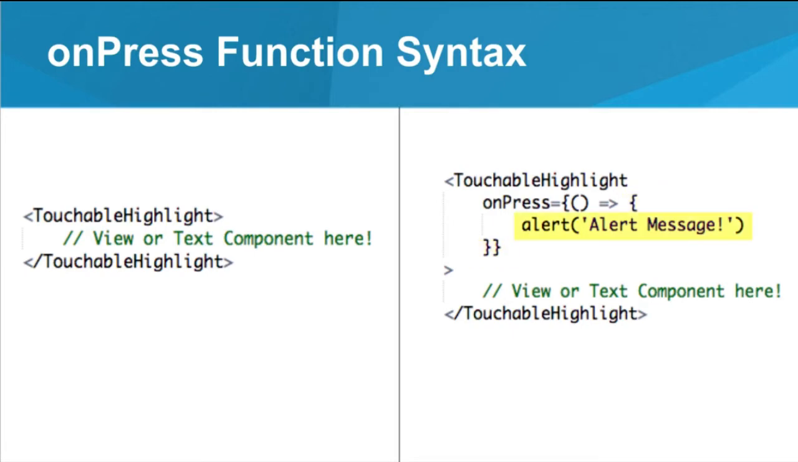On the second line of the onPress function is where the instructions for the function are placed. In this lesson, we will be calling on the alert function, which is a built-in functionality and will display a pop-up box with text. Any text you add inside the single quotes within the parentheses will be displayed on the computer or phone screen. Let's see this in the editor.